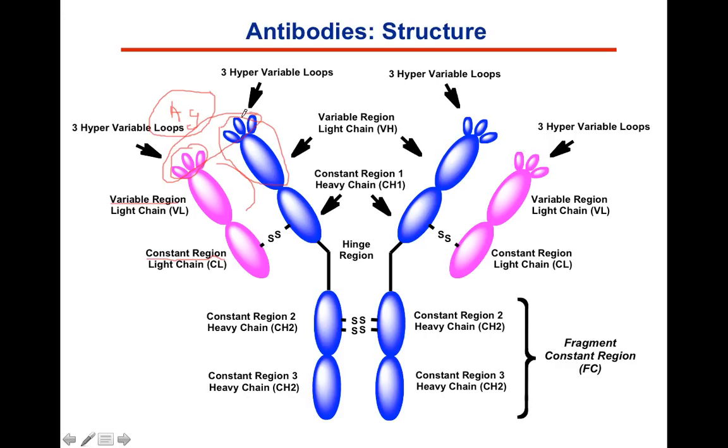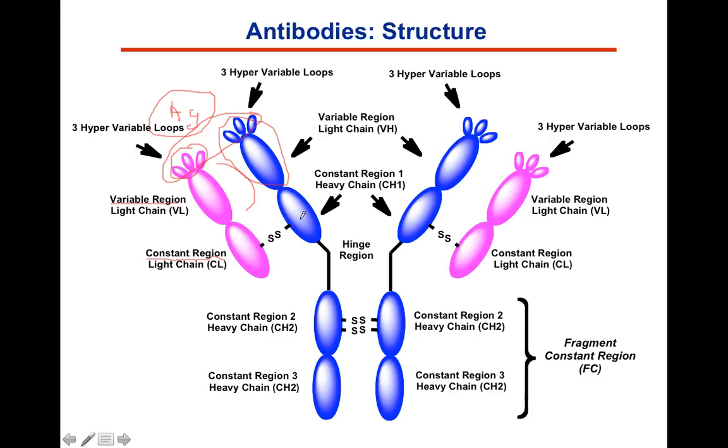So those loops are referred to as hypervariable loops, and there are three from the light chain and three from the heavy chain, so the binding pocket is comprised of six loops. Now, if we look at the light chain further down, we see that it has a constant region here.